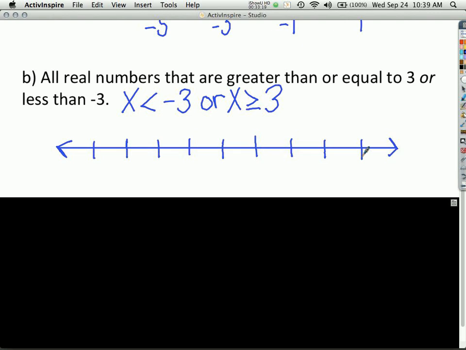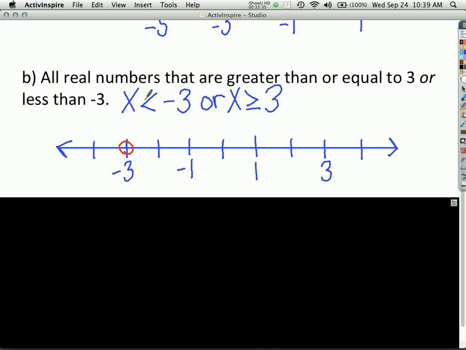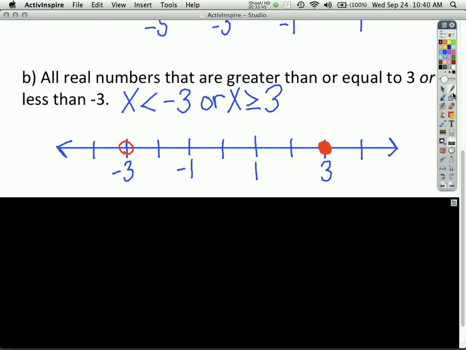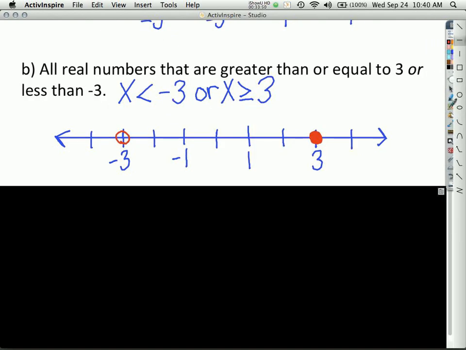Now I need a -3 and a +3. Let's see if I can fit that in. -3, -2, -1, 0, 1, 2, 3. So we need an open circle on the -3 because of that, and a closed circle on the +3. And now where do we shade? Do we shade in between or do we shade opposite ends? Where do we shade? Go ahead, Yasmin. Now we shade the opposite ends.